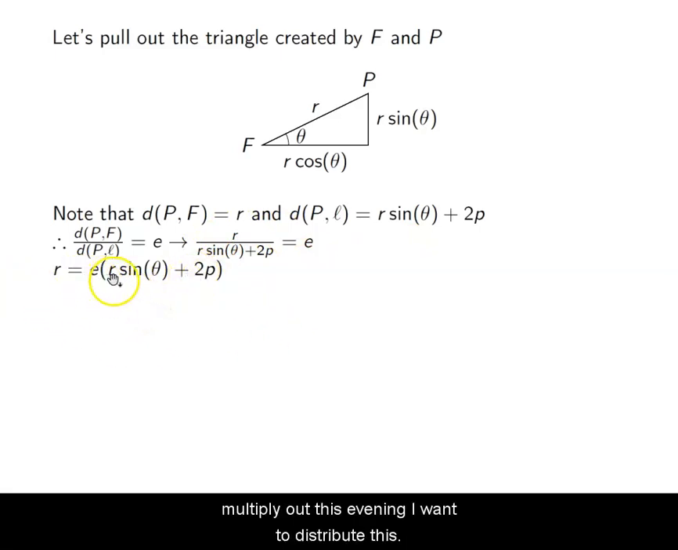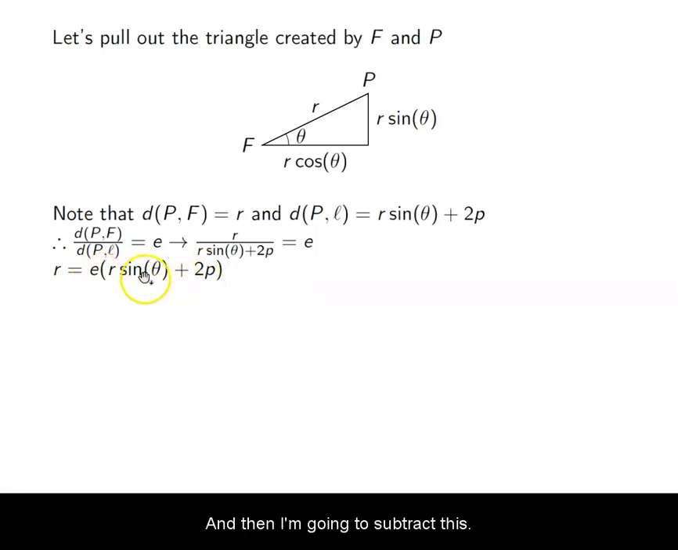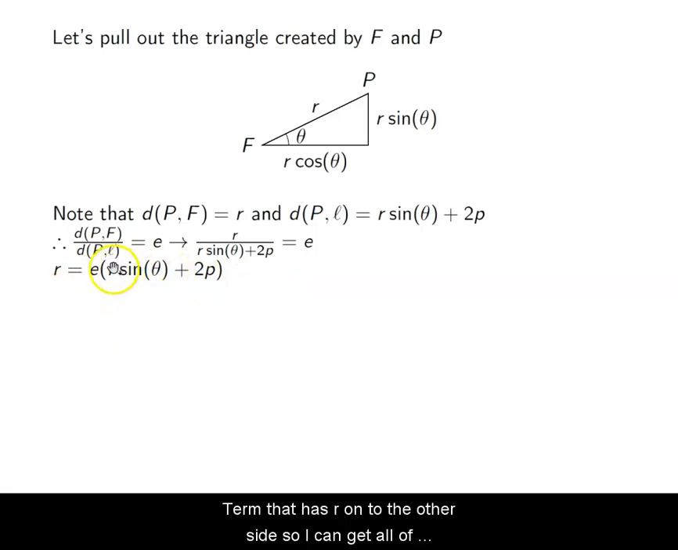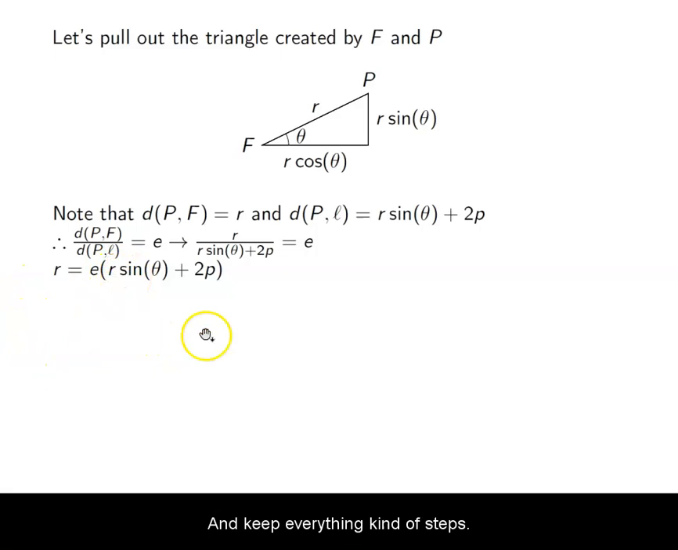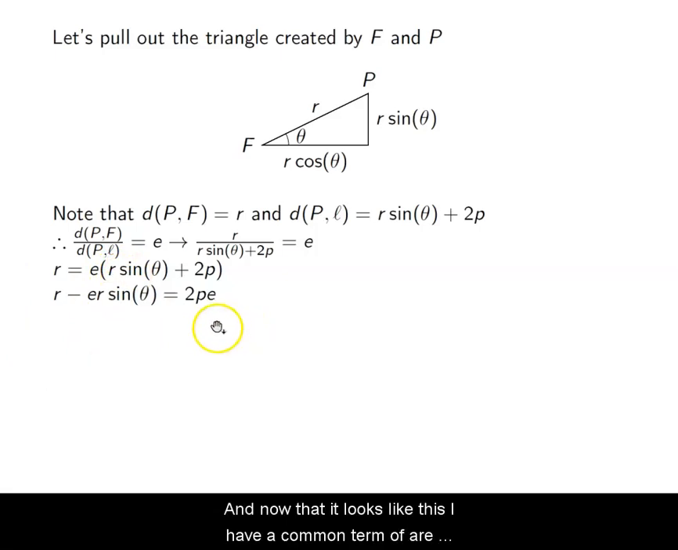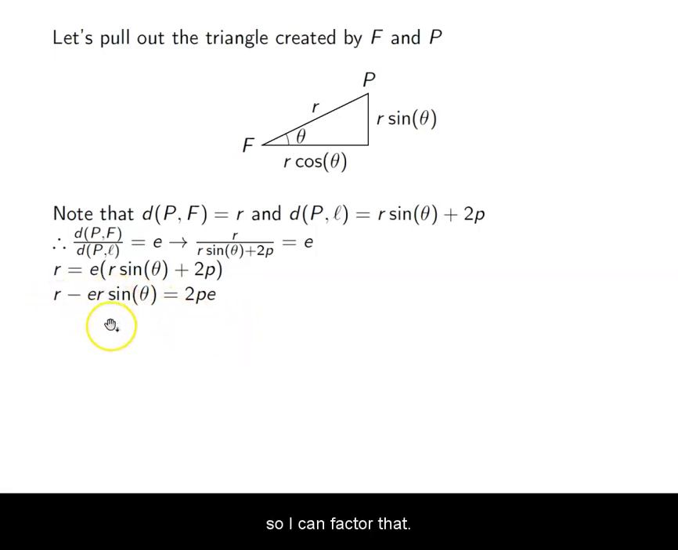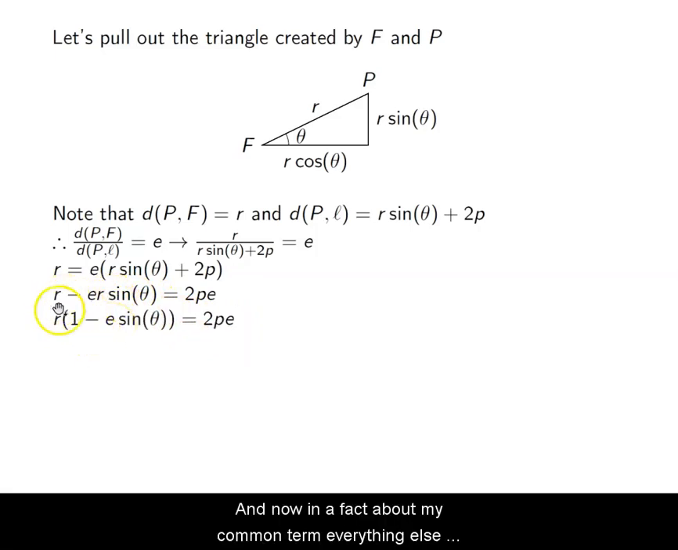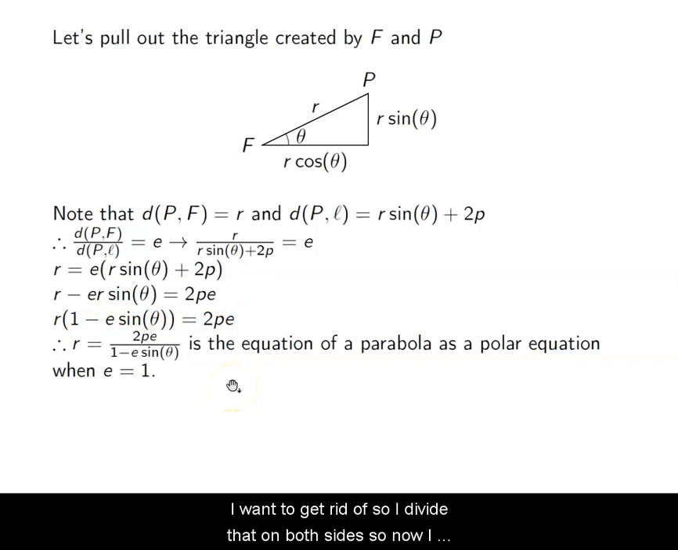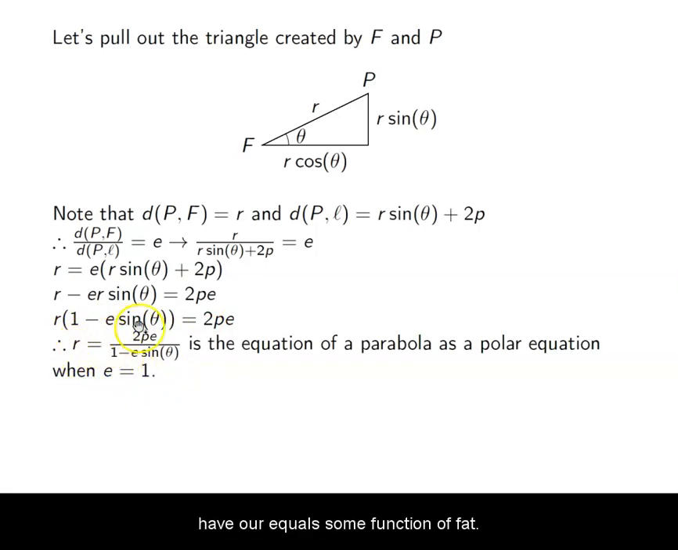From here, I want to multiply out this e. I want to distribute this e. And then I'm going to subtract this term that has r onto the other side, so I can get all of my r's together and keep everything separate. Now that it looks like this, I have a common term of r, so I can factor that out. And now that I've factored out my common term, everything else I want to get rid of, so I divide that on both sides. Okay, so now I have r equals some function of theta.